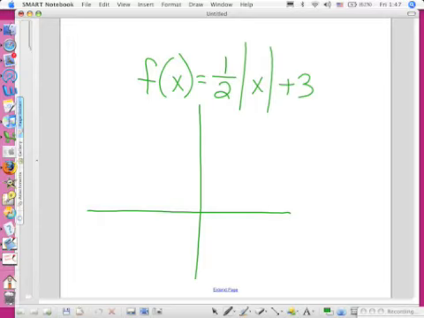I put the point, the vertex, on 3 on the y-axis because it has been shifted 3 units up. And the slope is? 1, 2, up 1 and out 2. Up 1 and out 2, both ways. So the graph of this function looks like this. Okay? That's from yesterday.